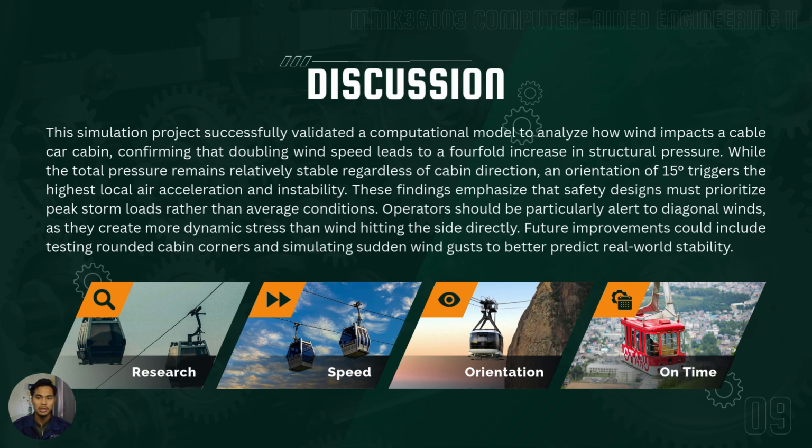The most critical discovery was the doubling-quadrupling rule. If the wind speed goes from 10 meters per second to 20 meters per second, the pressure on the cabin doesn't just double, it jumps from 55 Pascal to over 222 Pascal. This exponential growth proves that building for extreme weather is the most important factor for passenger safety.